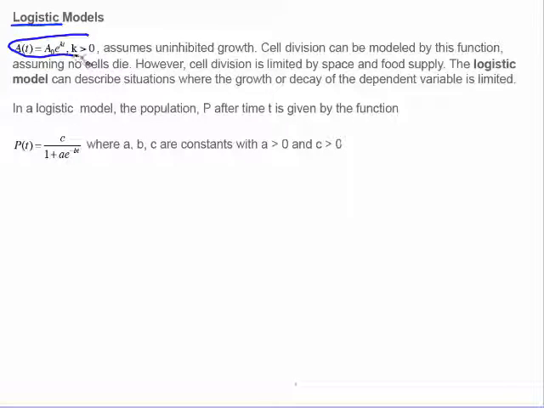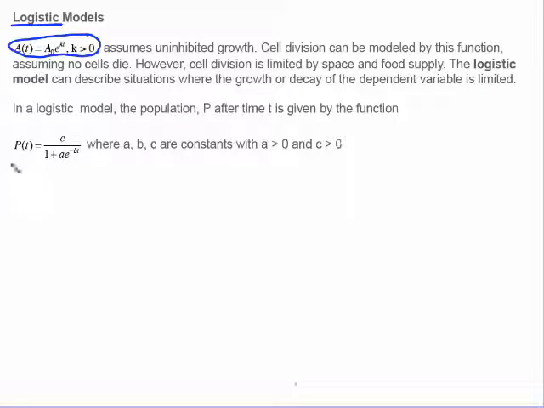This formula that we dealt with in the last video assumes uninhibited growth. So cell division can be modeled by this function, but that assumes that no cells die. Cell division is limited by space and food supply, and it's not just cell division, population growth is also limited by space and food supply. So the logistic model can describe situations where the growth or decay of the dependent variable is limited.